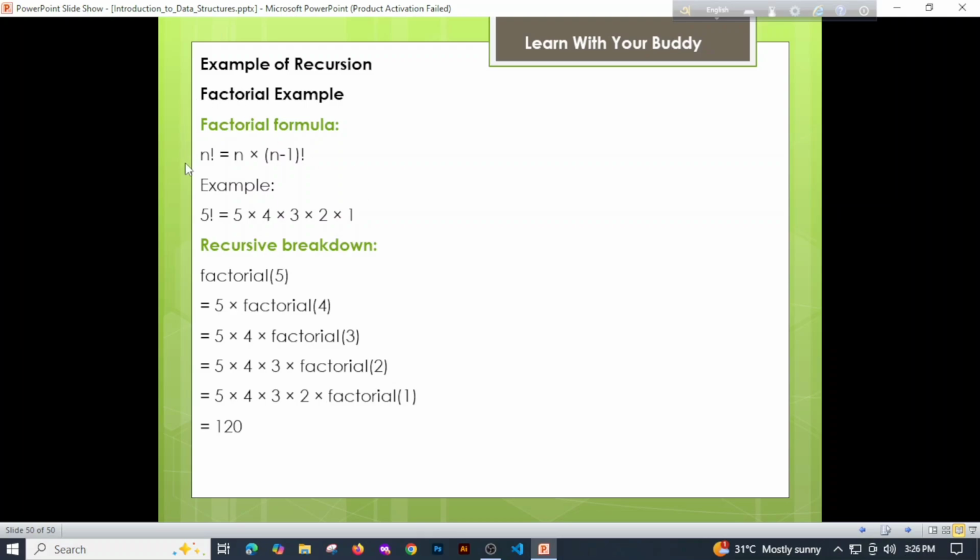Well, if we know the formula, that is n times n minus 1, and so on, 1 will be deducted. Like for factorial 5, we will have 5, 4, 3, 2 and 1, and then we will just multiply them and get a result.